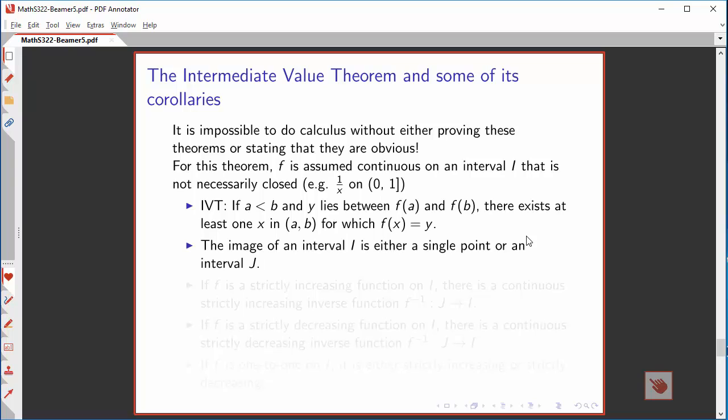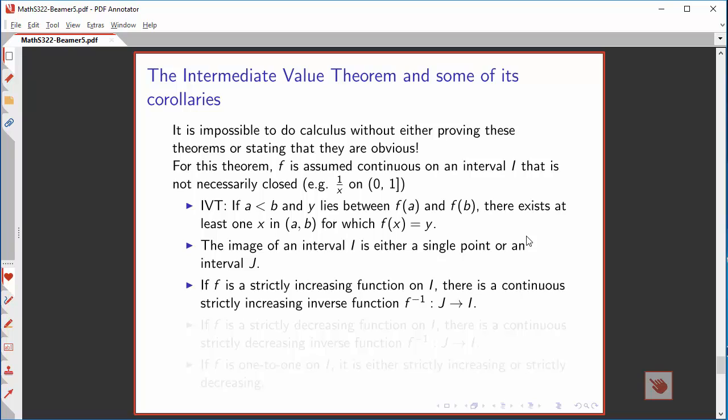Second theorem. The image of an interval is either a single point, that's the case, for example, if you have a constant function, which is certainly continuous, or an interval J. What the theorem is basically saying is that a continuous function cannot map an interval into a pair of disjoint intervals, leaving a gap in the codomain.